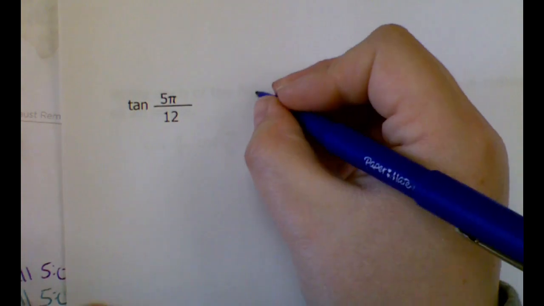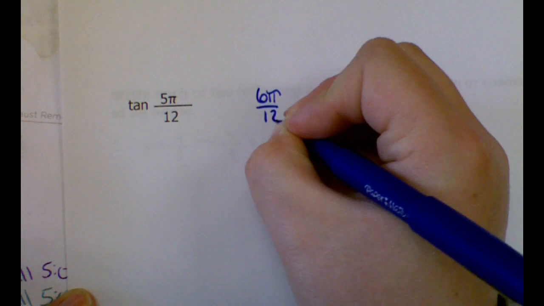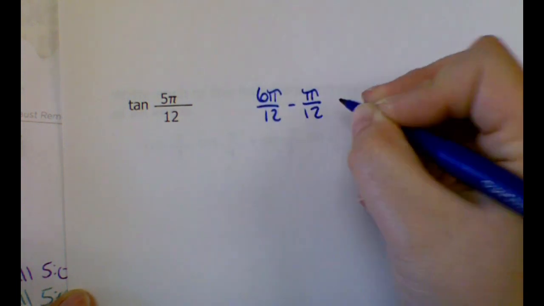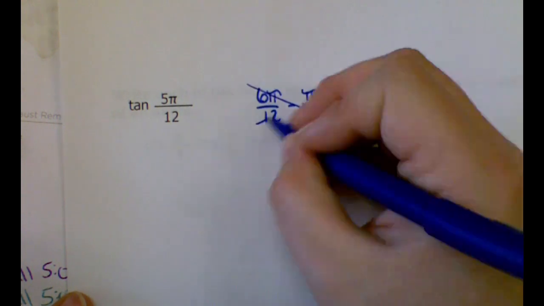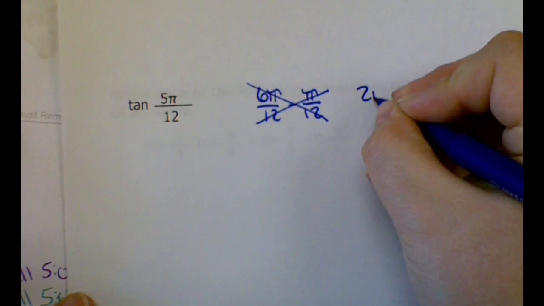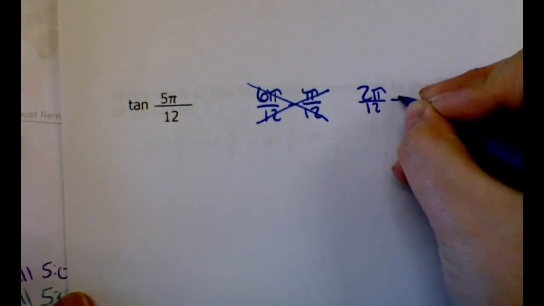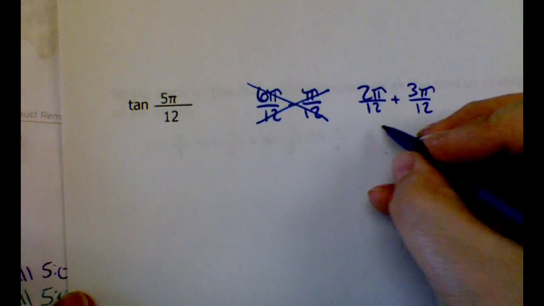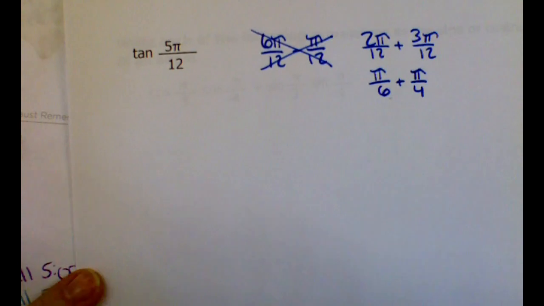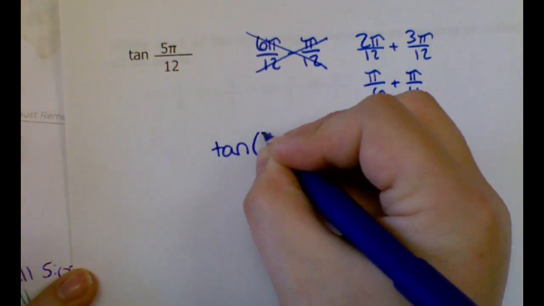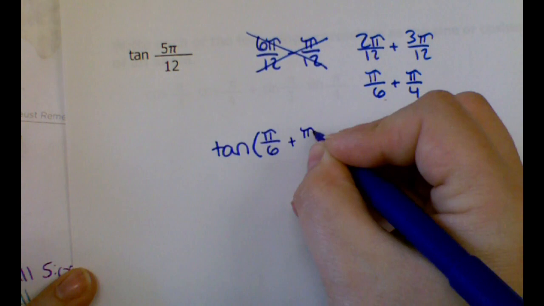All right, tangent of 5 pi over 12. I could take a sum or a difference here. Let's say I look at 5 pi over 12 and I say I could do 6 pi over 12 minus 1 pi over 12. Well, 6 pi over 12 simplifies, but 1 pi over 12 doesn't. I can't use that. I could, though, say 2 pi over 12 plus 3 pi over 12, which would be pi over 6 plus pi over 4. That will work. So we want the tangent of pi over 6 plus pi over 4.